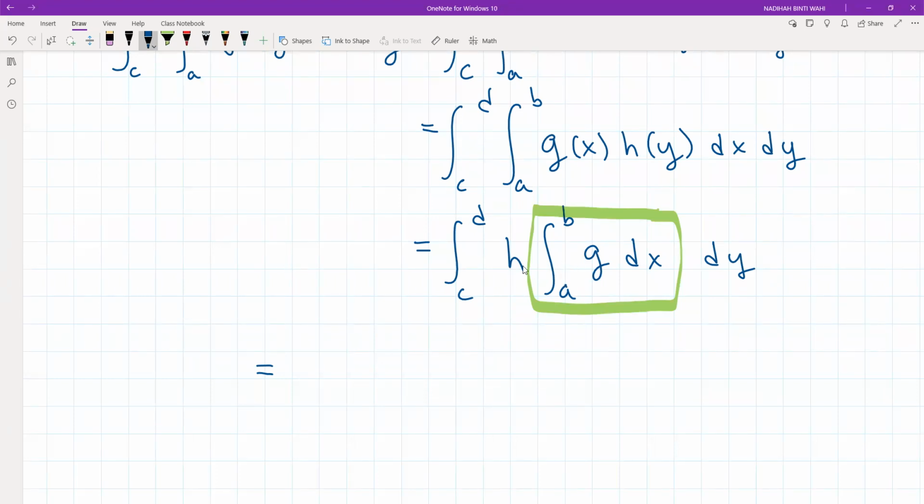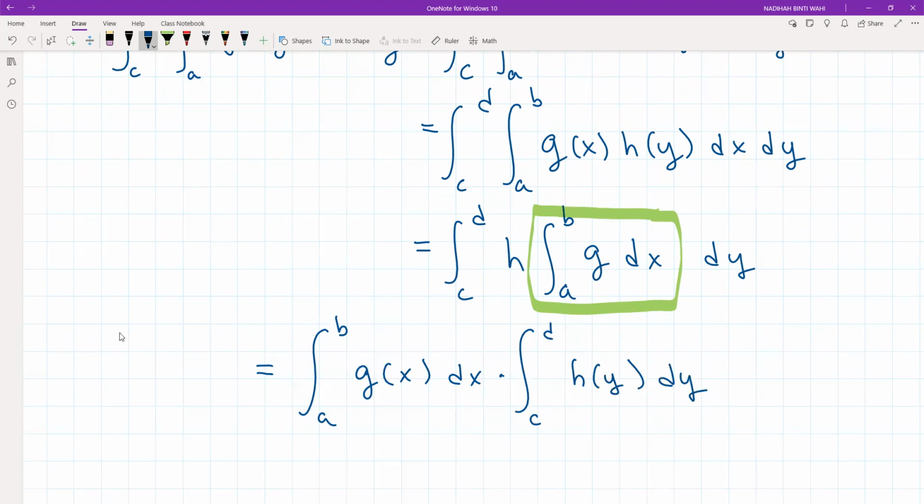Okey, bila dia constant maksudnya awak boleh take it out from the integration. Okay, so saya take out, saya boleh buat macam ni. So from A to B, G, saya tulis balik GX, dx times C to D, H of Y, dy. So remember bila boleh buat macam ni, when you can separate into function of single variable sahaja.